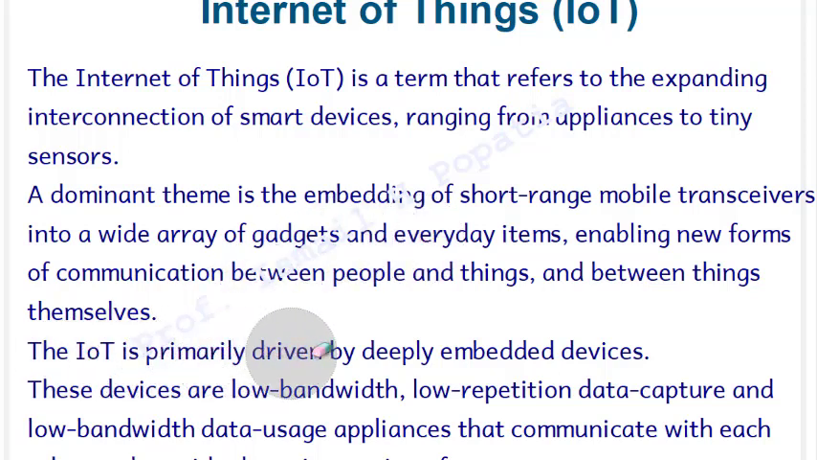IoT is primarily driven by deeply embedded devices. Whatever devices we are using in IoT, they have low bandwidth, low repetition data capture and low bandwidth data usage. But they can communicate with each other and provide data through various user interfaces. So IoT is communication between people and things, and between things and things.